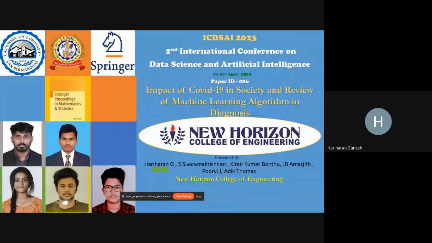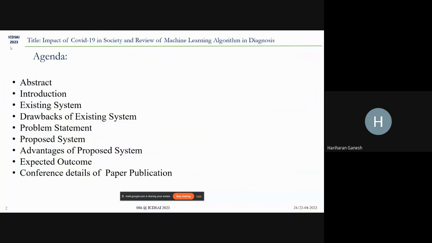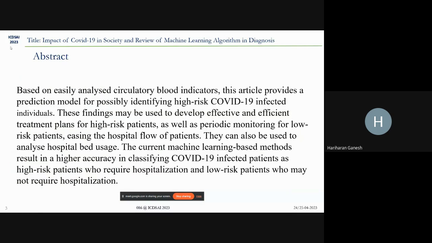Good evening, everyone. I'm Hariharan, and I'm talking about how COVID-19 has impacted our society and how we use machine learning algorithms in diagnosing it. So this is the agenda. Our PPT consists of all these slides.